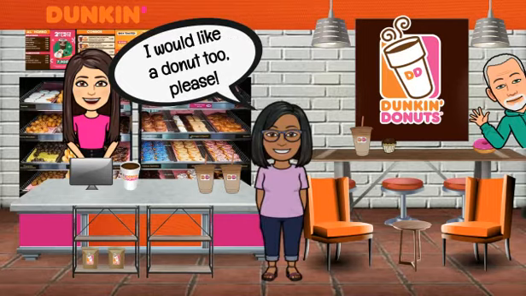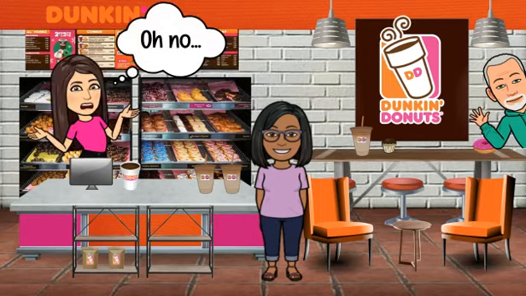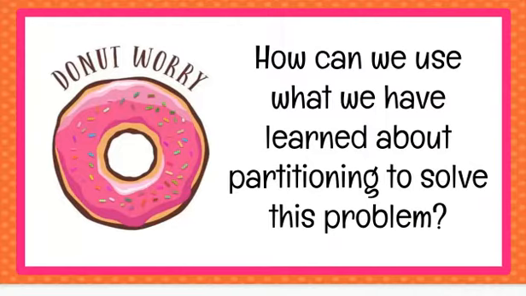I would like a donut too, please, says Mrs. Johnson as she enters our Dunkin' Donut shop. Oh no. Alrighty, friends and first graders, do not worry because we can use our partitioning skills that we've been talking about to figure out how we can make Mr. Morrison happy and Mrs. Johnson happy, even though we only have 1 donut.